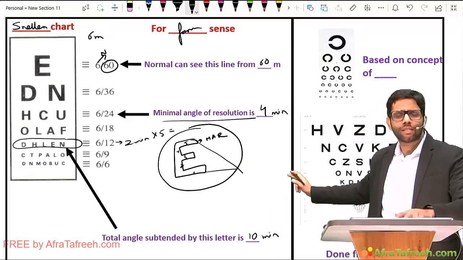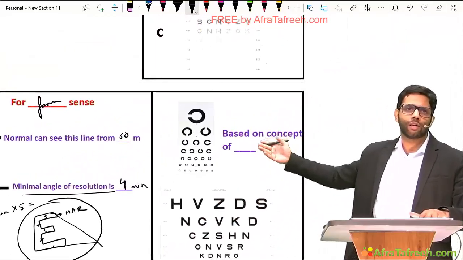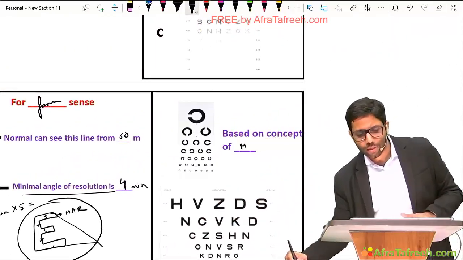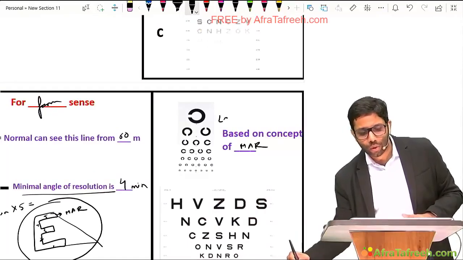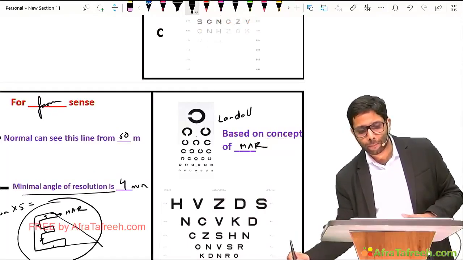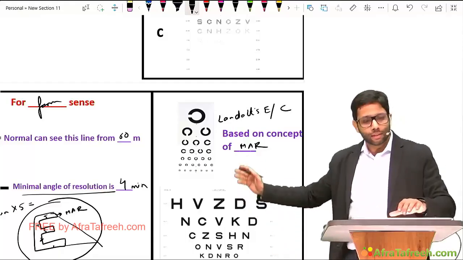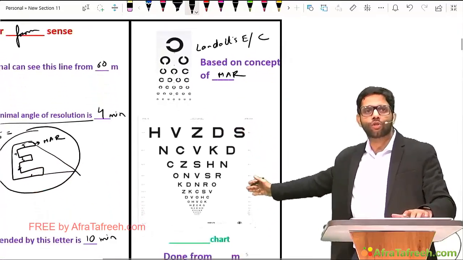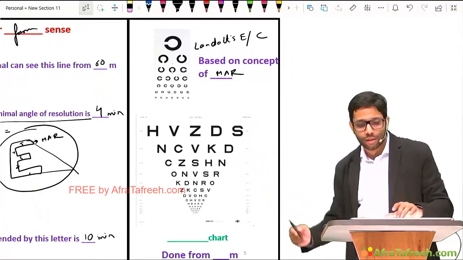But this Snellen's chart cannot be used for illiterates. For illiterates, there is also a chart based on MAR: Landolt's C chart and E chart. Landolt's C chart and E chart are used for illiterates. This is also for form sense, but this is not Snellen's chart.